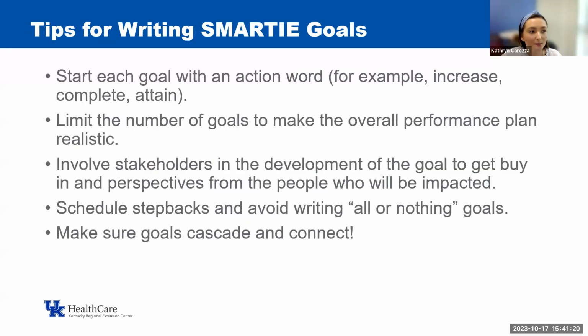So I'd like to share some tips for writing SMARTIE goals. Number one, start each goal with an action word. So some kind of verb. For example, increase, complete, attain, some kind of action word. Number two, we want to limit the number of goals in order to make your overall performance realistic. So limit yourself to 2 to 3 goals. That's the perfect amount to work on, be able to devote the amount of time and energy and resources that you need in order to be successful.